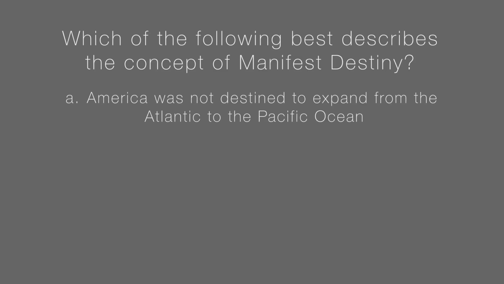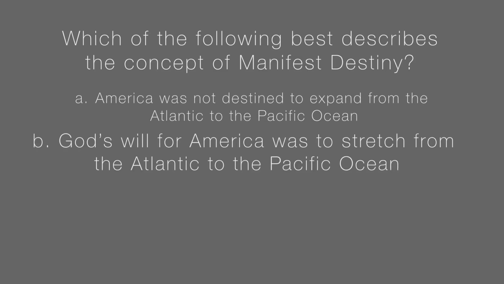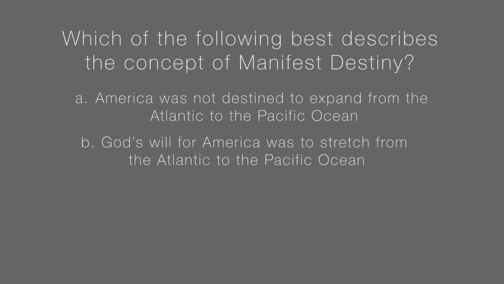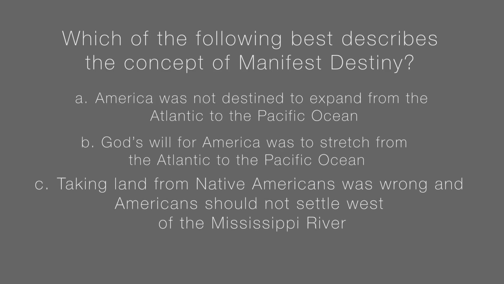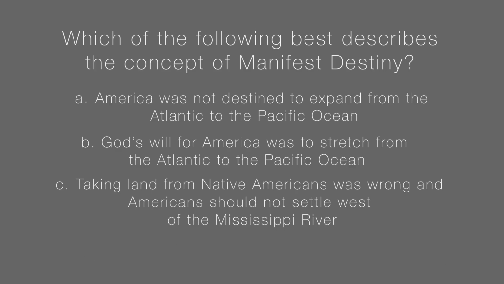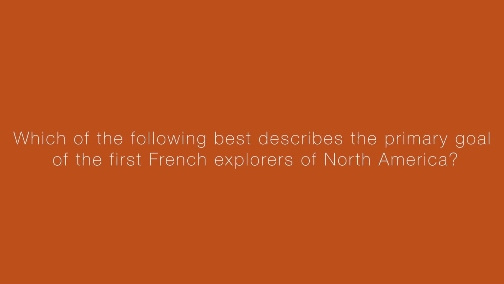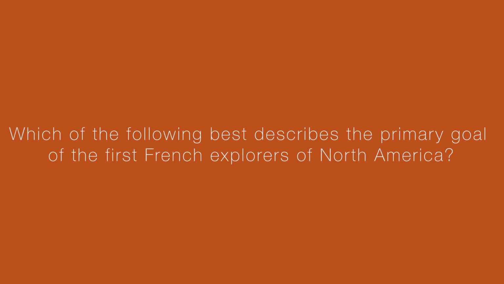America was not destined to expand from the Atlantic to the Pacific Ocean. God's will for America was to stretch from the Atlantic to the Pacific Ocean. Taking land from Native Americans was wrong, and Americans should not settle west of the Mississippi River. America should expand from coast to coast, but in collaboration with other European nations. Correct answer is B.